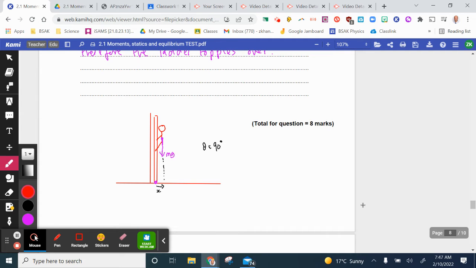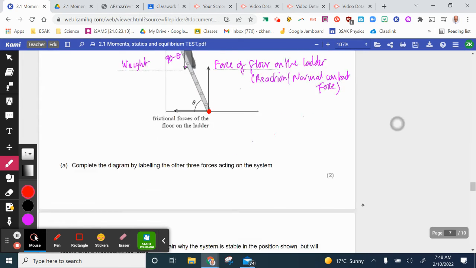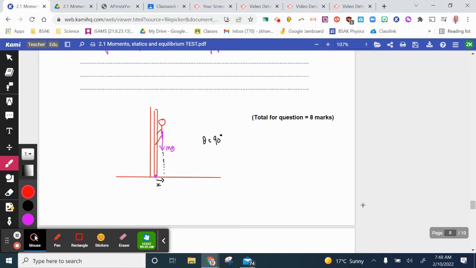Also, you notice that the weight is now on the opposite side of the ladder. Before, it created an anti-clockwise moment. But when the angle is 90 degrees, the weight shifts to the other side of the pivot, and that creates a clockwise moment. There is only one moment here. There's no reaction force from the wall, so there's only one clockwise moment, from the perpendicular distance from the pivot to that force. As a result, the ladder is going to topple over.